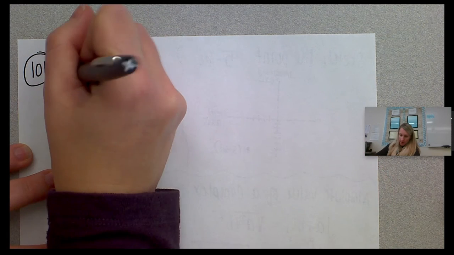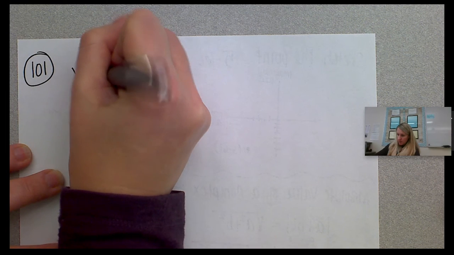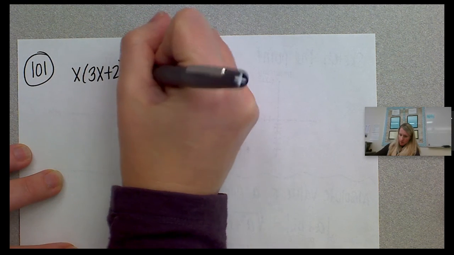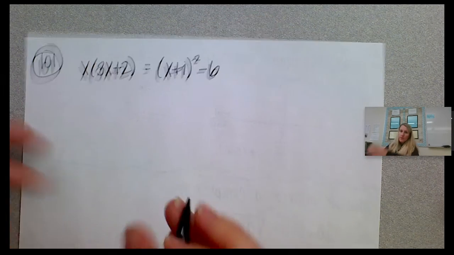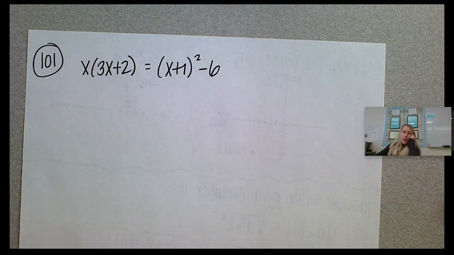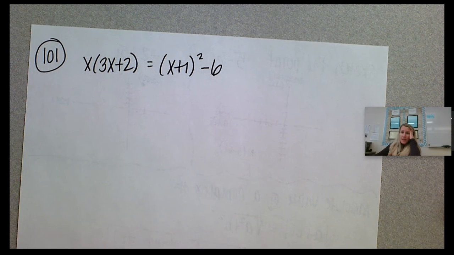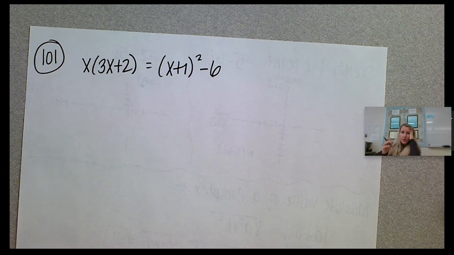(101). All right, let me write the problem first. x times 3x plus 2 equals x plus 1 squared minus 6. All right. So we got this beauty, and same idea as the last one. Okay, this is great, but it's really not in the form that I need. I need my quadratics together, and I need everything else on the other side. So we're going to have to distribute and kind of move stuff around.